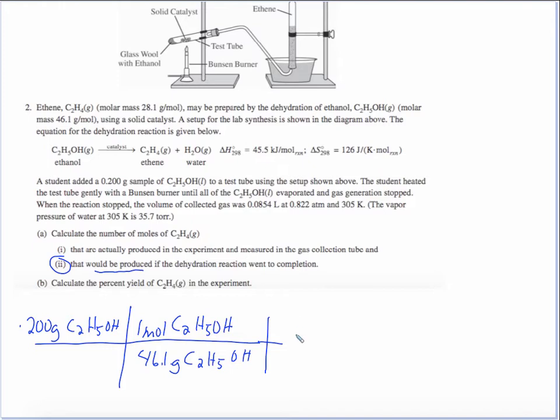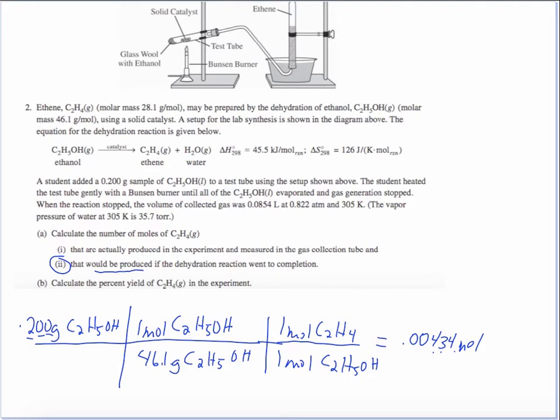Then we're going to do the mole ratio from the balanced equation. For every 1 mole of C2H5OH, you're going to get 1 mole of C2H4. If you do that math, that's going to tell you how much C2H4 you should get if everything worked out perfectly: 0.00434 moles. I went to 3 significant digits because this has 3 here. Okay, so that's how much would be produced.